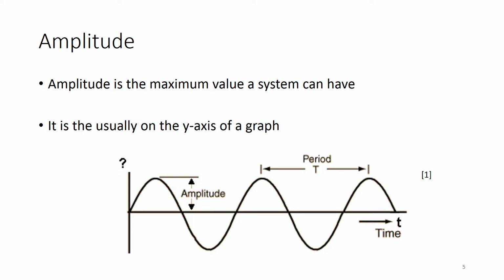Amplitude is the maximum value a system can have. It is usually on the y-axis of a graph. As you can see from the image, the amplitude is the distance from 0 to the very top of the wave.